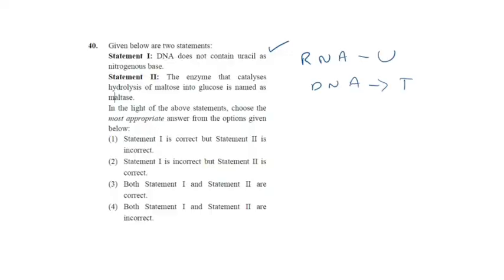And what about statement 2? If we consider that the enzyme that catalyzes the hydrolysis of maltose into glucose is named maltase. Yes, maltase is an enzyme where we get glucose from maltose. Every enzyme has its own specific biochemical reaction, and statement 2 is also correct. Hence both the statements are correct. Answer is the third one. Right.